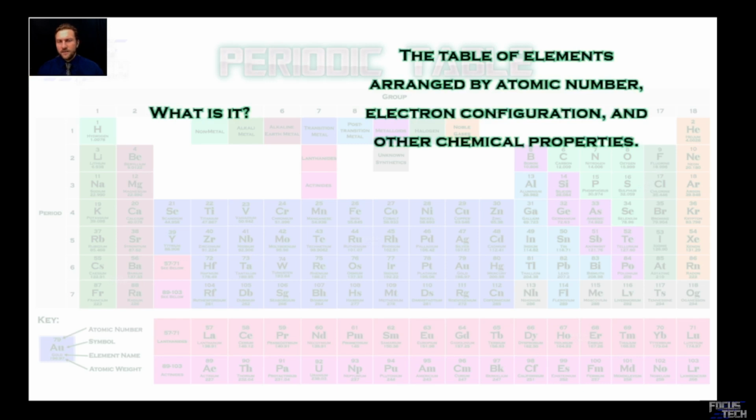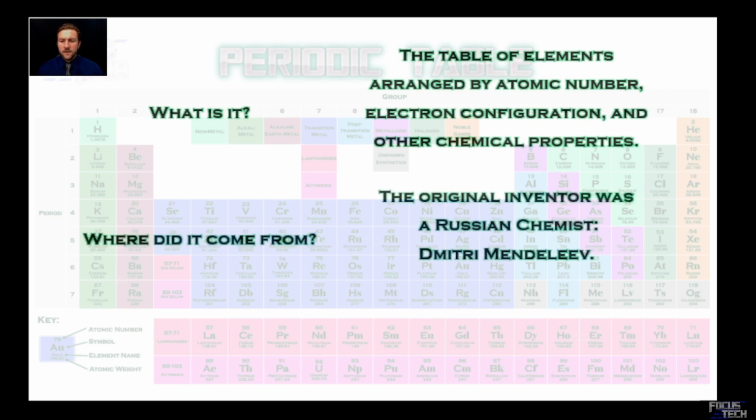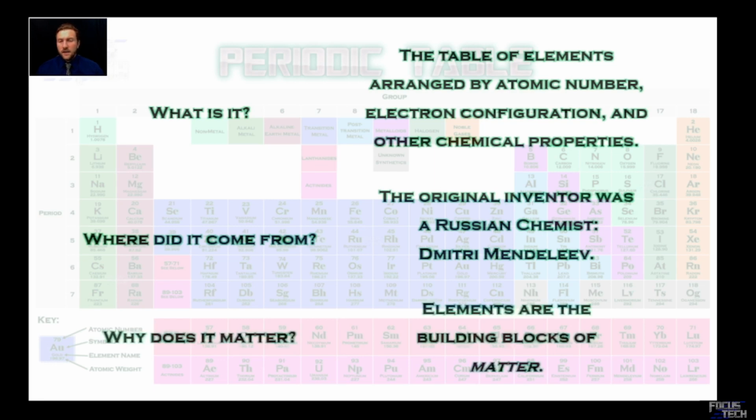So what is it? Well, it is the table of elements. It's arranged according to atomic number, according to electron configuration, and other chemical properties. Where did it come from? Well, the original inventor was Dmitri Mendeleev. And why does it matter? Well, elements are the building blocks of matter.